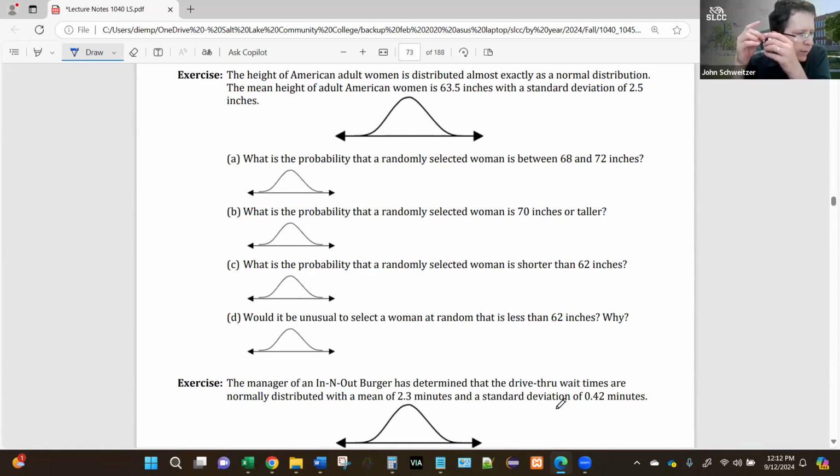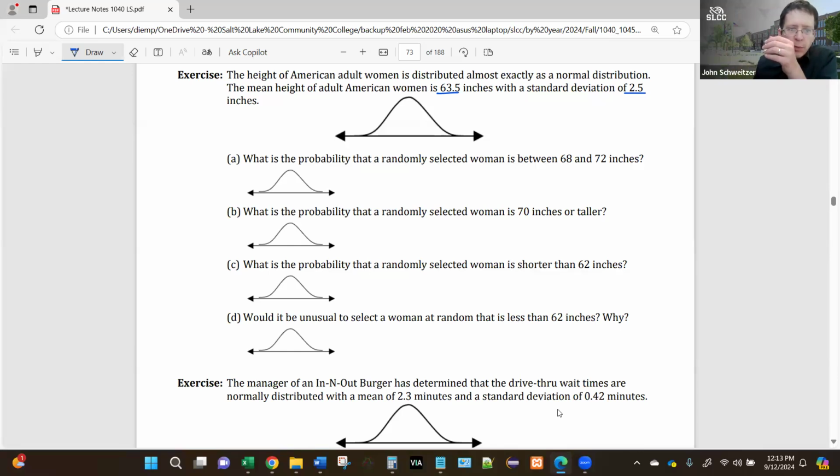Why don't we work with the height of American adult women? It's distributed almost exactly as a normal distribution. The mean height for adult women is 63.5 inches with a standard deviation of 2.5 inches. And then answer these questions here. A, B, C, D. What's the probability that a randomly selected woman is between 68 and 72 inches, taller than 70, shorter than 62?